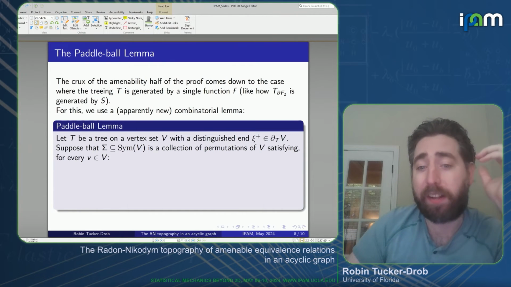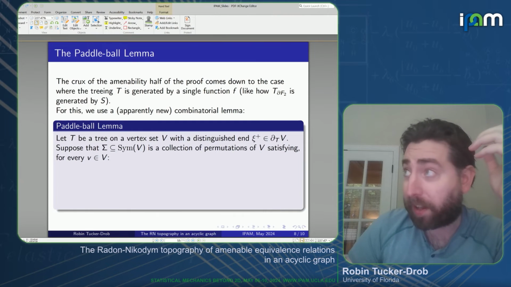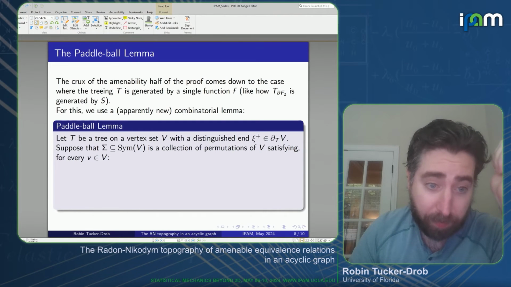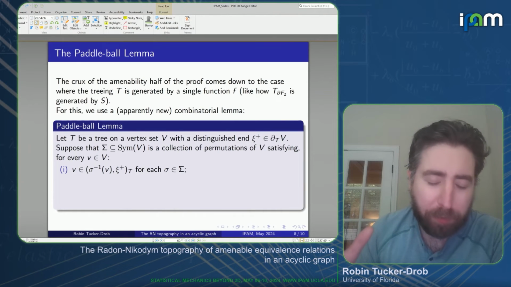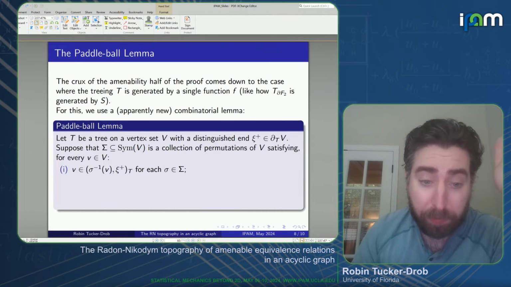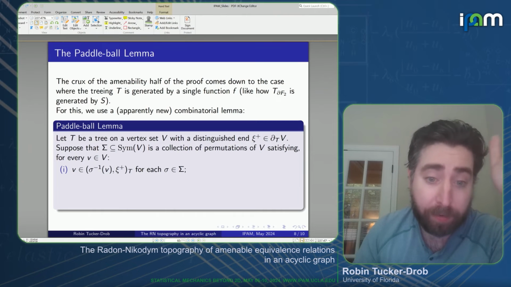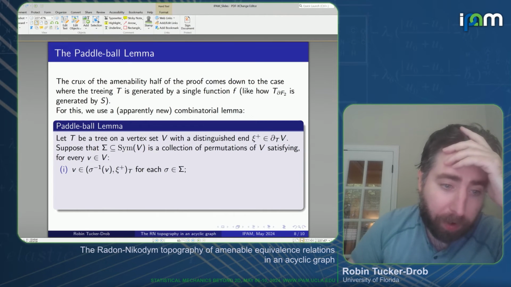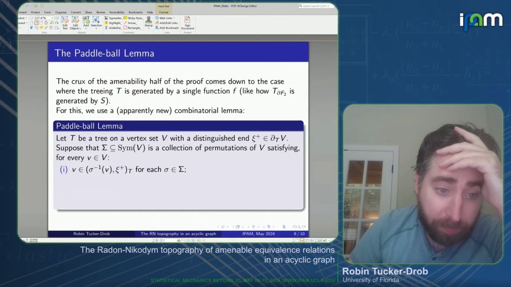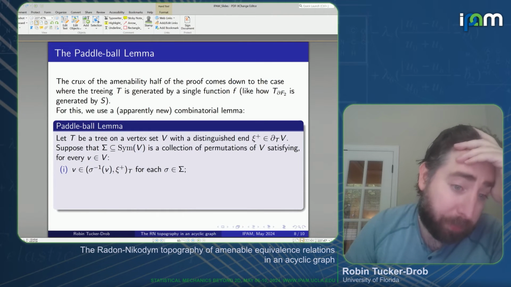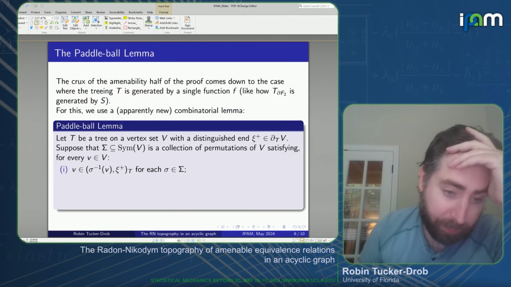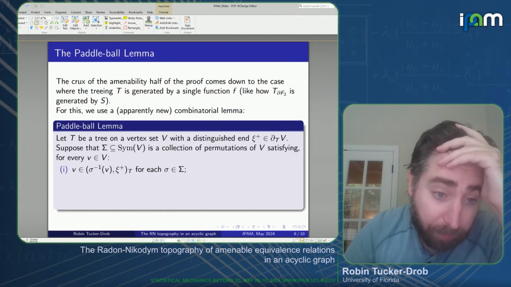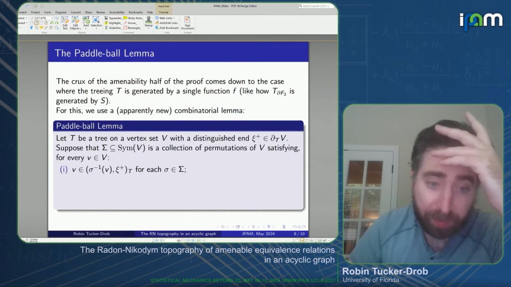So we have this collection sigma of permutations of V, satisfying that for every vertex of the tree, the following holds. Here I'm using this interval notation to denote the geodesic between 2 points or between a point and an end in the tree. So another way of saying one is saying that V lies between sigma inverse of V and the distinguished end, for each sigma in my set of permutations in capital sigma.